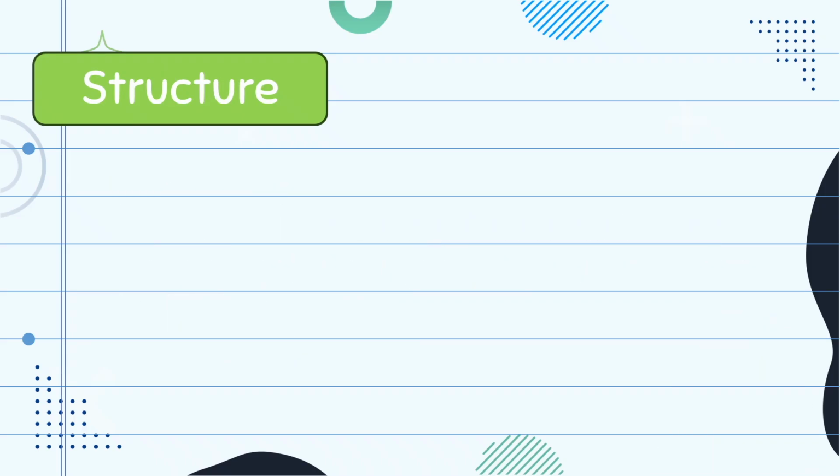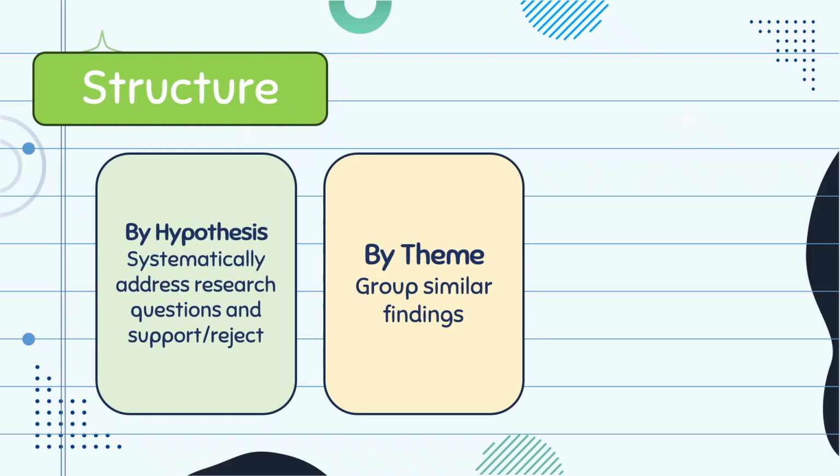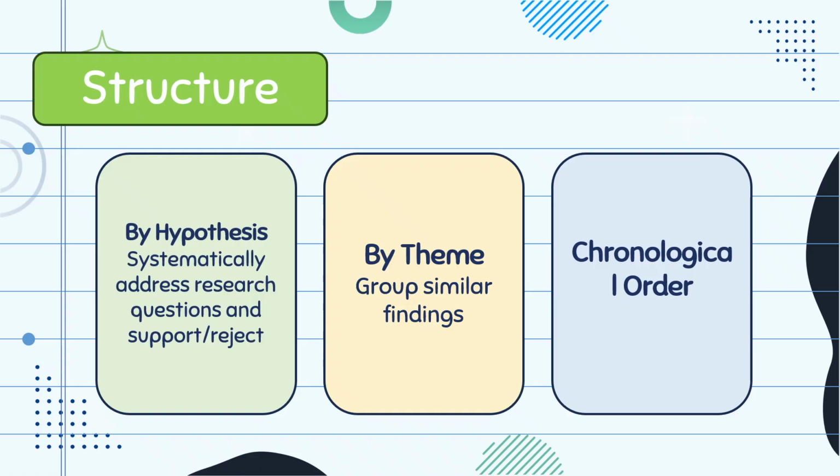Let's go over the structure of the results section now. You can structure it by hypothesis, which means you're going to systematically go through and address your research questions as individual sections, and whether or not at the end of those sections they were supported or rejected. You might also choose to represent them by theme, where you might group similar findings together, or you might choose to represent them in chronological order.